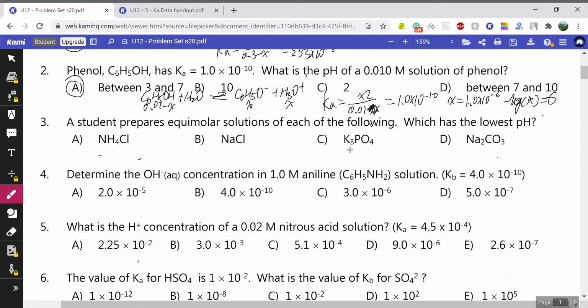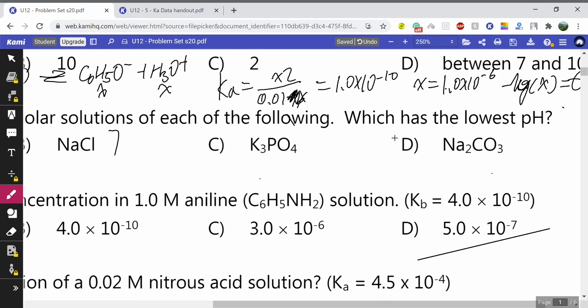Now next, the student prepares equal molar solutions of each of the following. Which one will have the lowest pH? NaCl will have a pH of 7 because it comes from a strong acid and strong base that cancel each other out. Next, let's see what else we have. If we take a look at C, KOH is a strong base that has a weak conjugate acid. H3PO4 is not one of the strong acids that we learned, so it's a weak acid that turns into a strong conjugate base. So this one will have a pH higher than 7.